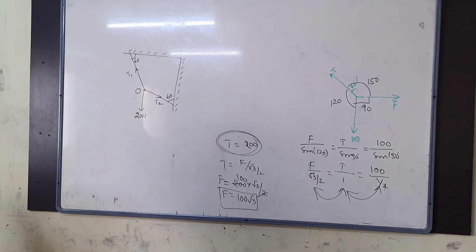T1 is 20 root 3 and then T2 is 20. You got the same answers? Yes, good. You also got 20 for T2. And what about you, Bhavana? T1, how much did you get? 20? No, 20 root 3 is the T1. T2 is 20. What about you, boys?